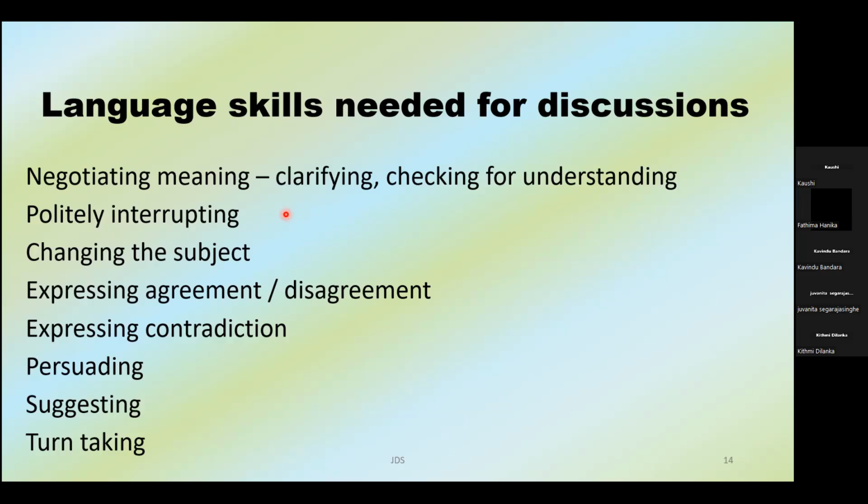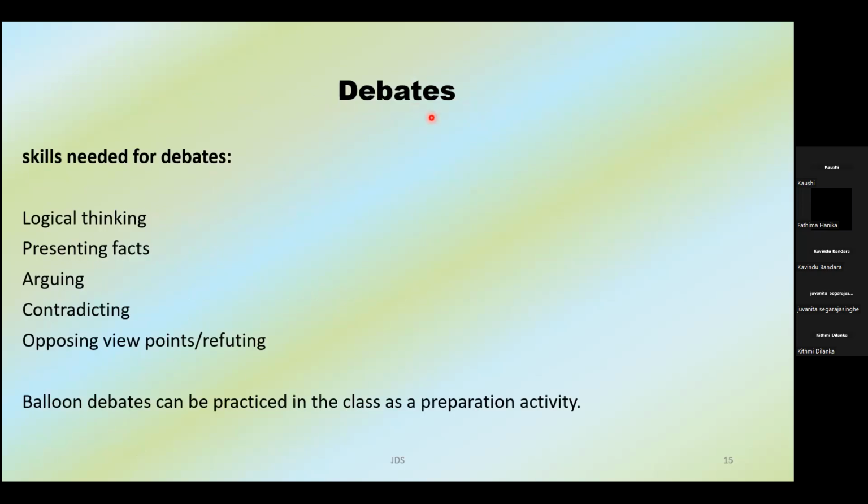Done? Yes, ma'am. Right. So debates, just like discussions, are a very advanced, challenging kind of speaking activity. Unlike a recitation, which purely depends on memory. If you are sound in your memory, then you can obviously recite a poem or deliver a speech. But engaging in a debate is not like that.